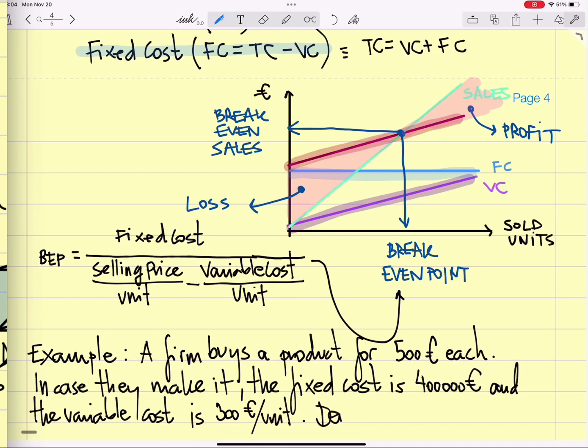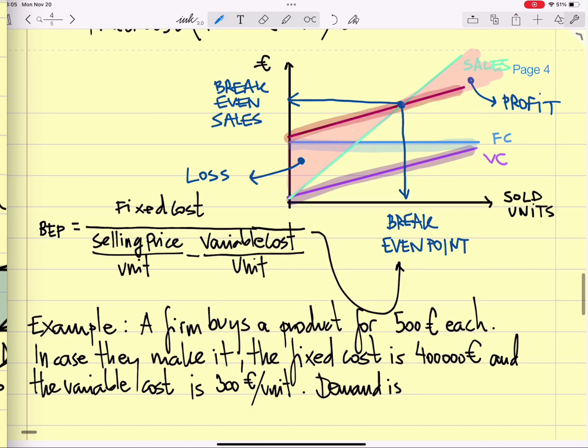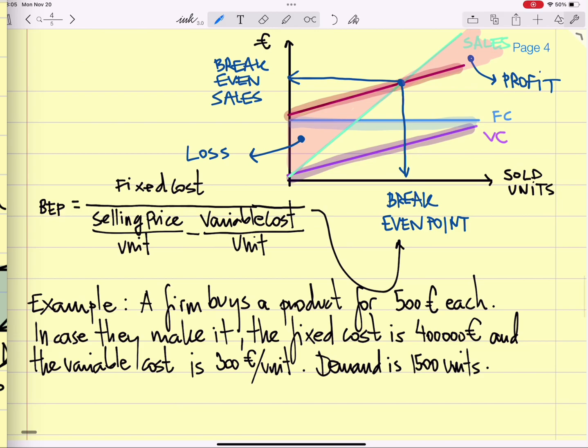Demand is 1,500 units. Let's say you sell everything that there is in demand, so make or buy. Okay.